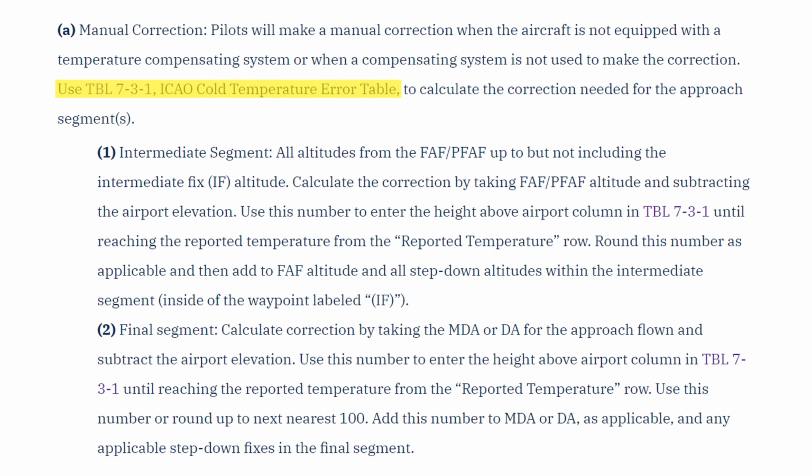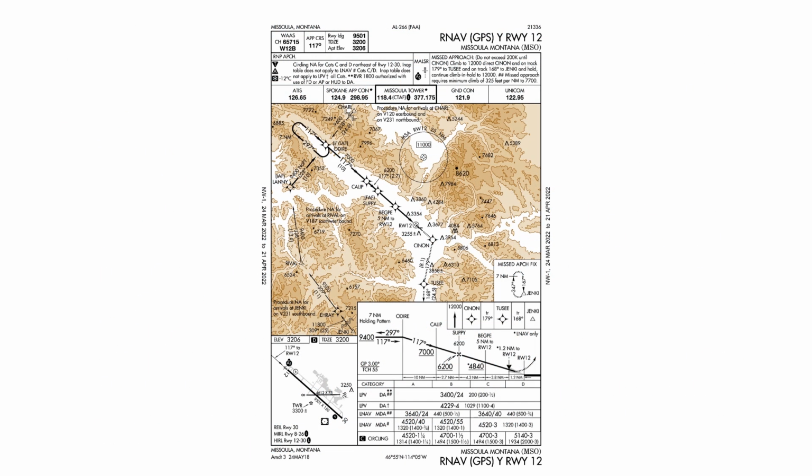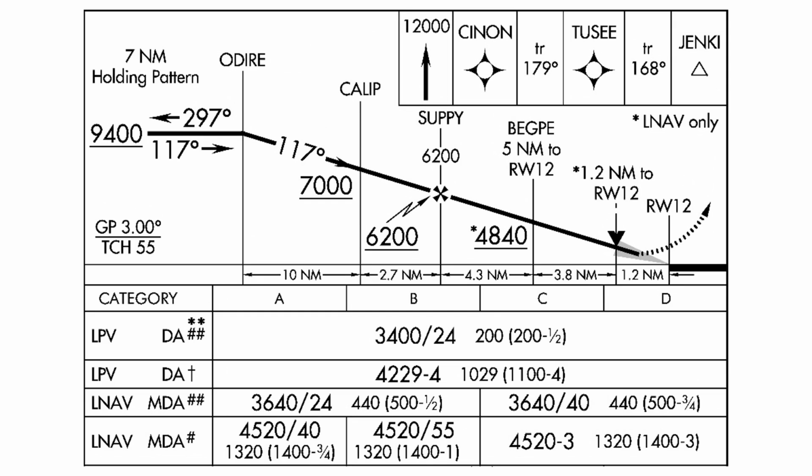For the intermediate segment, we'll take the height above the field at the final approach fix, and apply the correction to all fixes on the segment. For the final segment, we'll do the same thing, only we'll use the height above the airport at the MDA or DA, and apply it to all fixes along the segment. Let's see this at work.